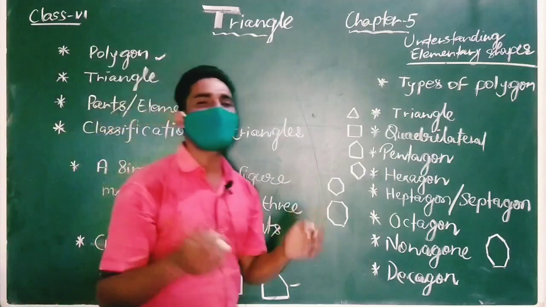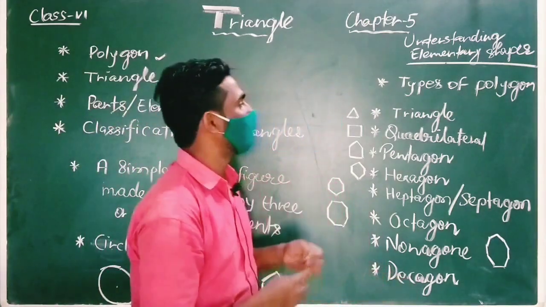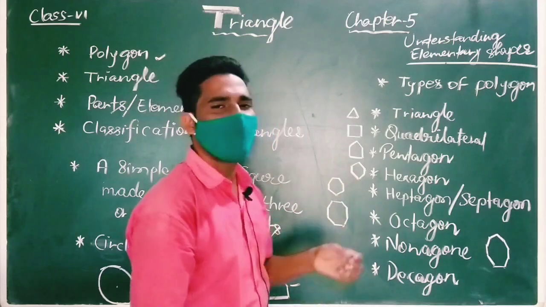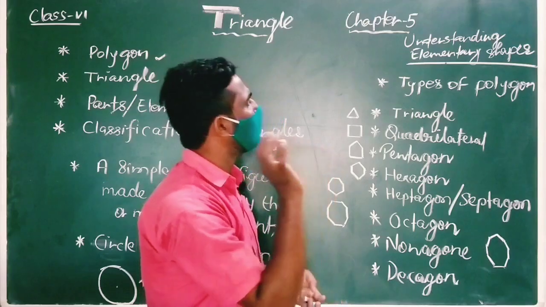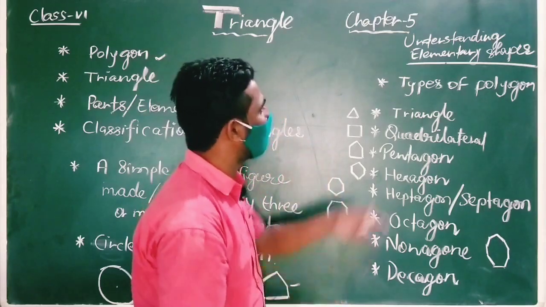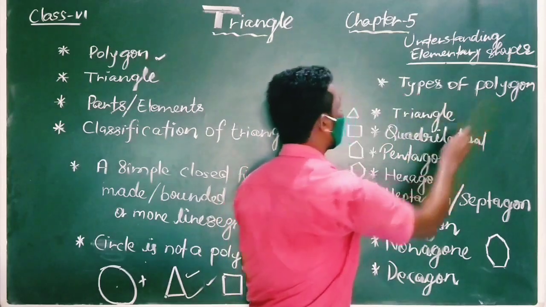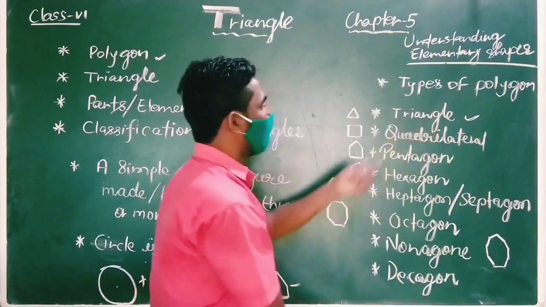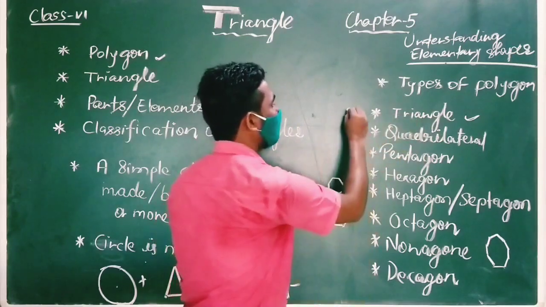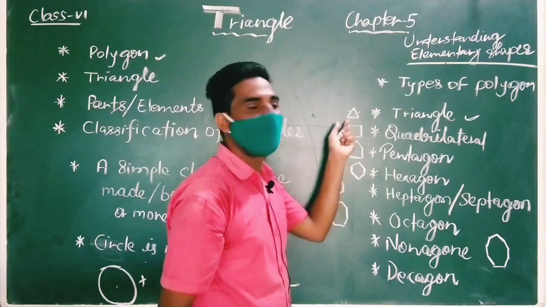Now there are several types of polygon which we read in class 6 to 10th. So I must tell you, and I will put a brief light on the types of polygons, because it is already discussed. If you talk about the types of polygon, the first type is triangle. Triangle is the first, and triangle is made by 3 line segments. You can see the picture is also drawn. So this is a triangle and a triangle is called a polygon.